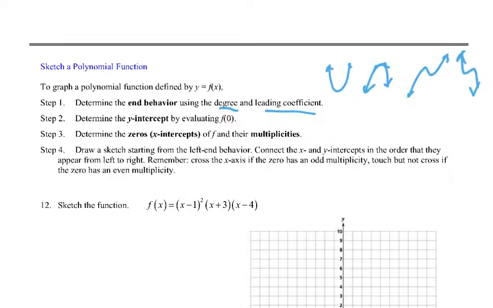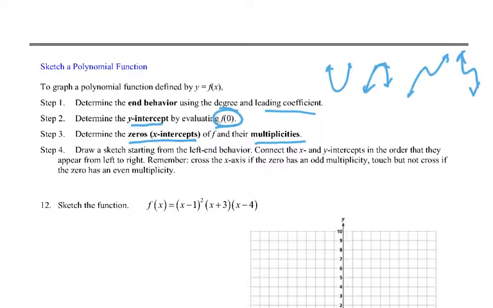We would then want to determine the y-intercept by evaluating f of 0. Because once you find one point on the y-axis for that y-intercept, it makes things a little bit easier. Then you determine the zeros, which are the x-intercepts of the function and their multiplicities. Because then you're going to know whether or not your function is going to cross over the x-axis at that point or go through the x-axis at that point.